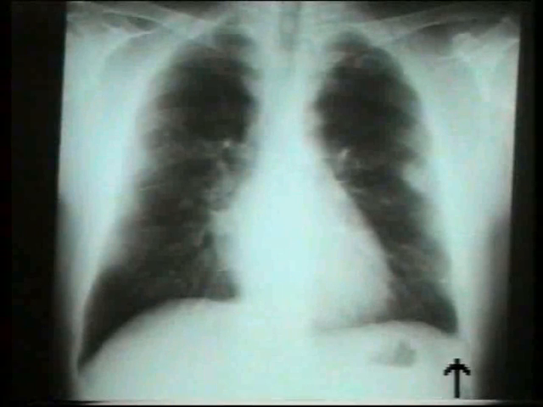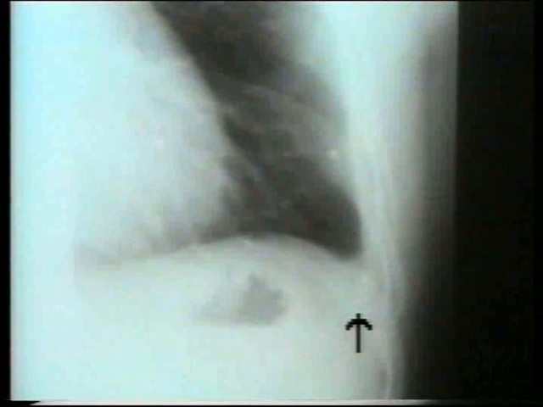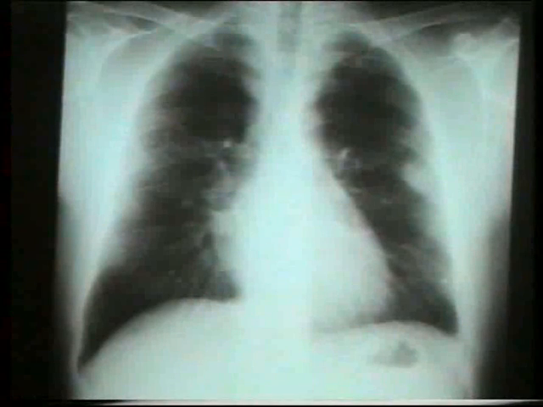In this X-ray, we see a minimal pleural effusion seen as an obliteration or blunting of the left costophrenic angle. A minimum of 250 to 300 ml of free fluid is required to produce this minimal shadow in the routinely taken anteroposterior film of the chest. Compare it with the right costophrenic angle, which is sharply defined.